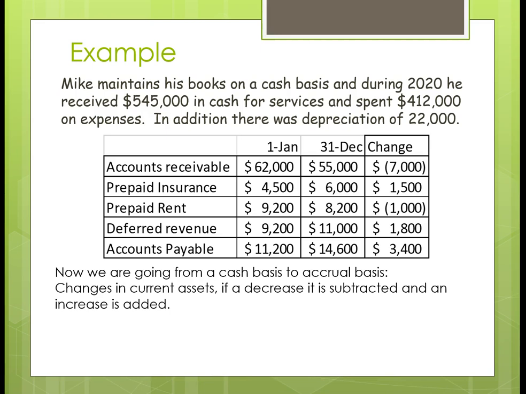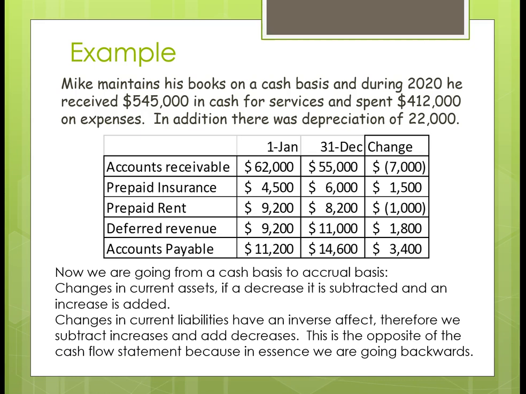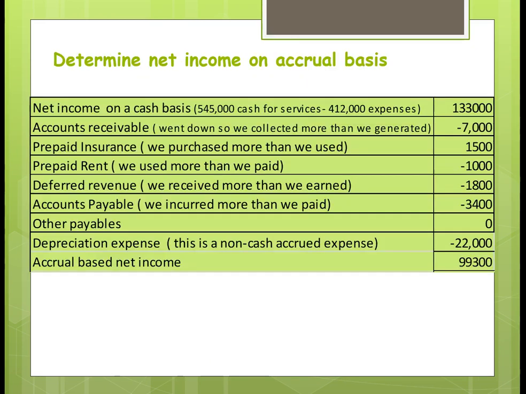So, for changes in current assets, a decrease is subtracted and an increase is added. So for current assets, it goes in the same direction. For changes in current liabilities, we have an inverse effect. Therefore, we subtract increases and add decreases. Again, this is the opposite of the cash flow statement because in essence, we're going backwards. So this is what it would look like.